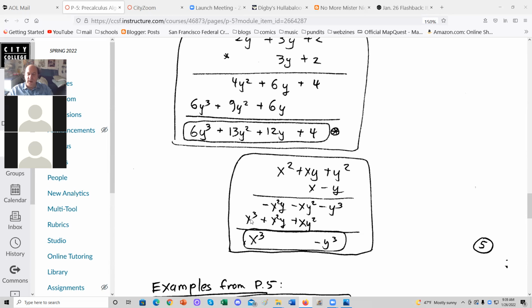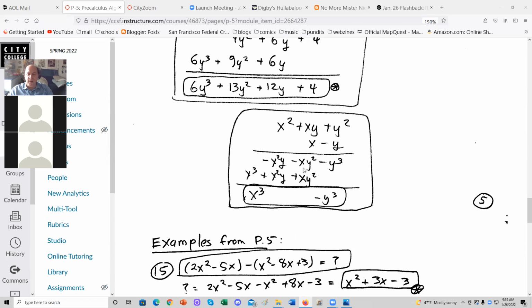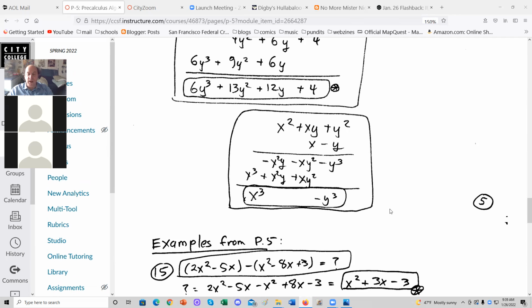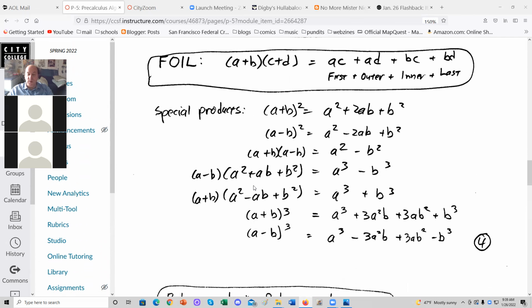X times x squared is x cubed. X times xy is x squared y. X times y squared is xy squared. And again, these three terms I move over one to the left so the like terms line up. And when you line them up, whoop, these cancel and these cancel, and all we're left with is x cubed minus y cubed. And that's how you prove this rule. And you can prove this rule pretty much the same way, ditto this, and so on.